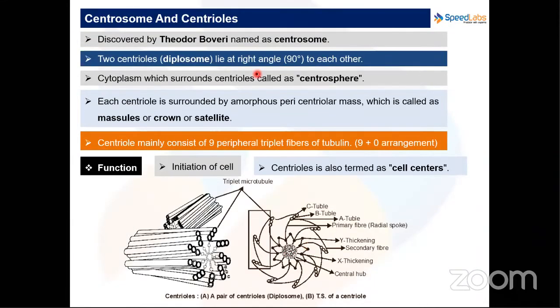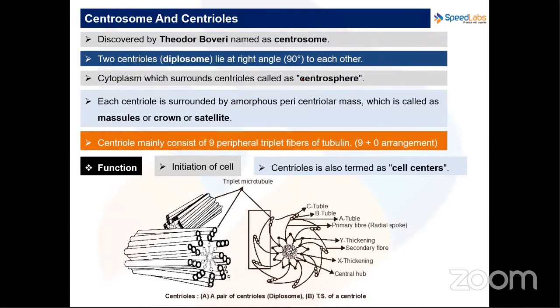Now look at this. Two centrioles are at right angles to each other. So you can see the name of who discovered the centrosome and the centrioles. Theodore Boveri discovered these centrioles. They are also called diplosomes because they are 2 in number and at right angles to each other.